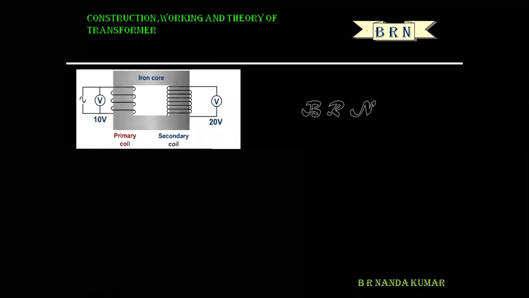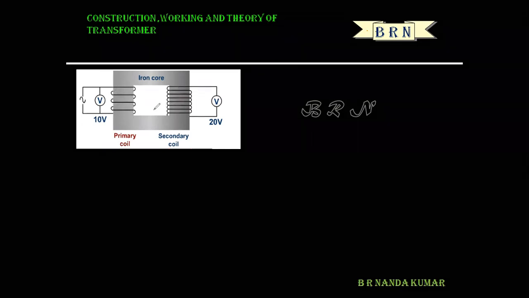Okay, so now look at this diagram. Actually, transformer consists of two separate coils of insulated wire, but both are wound on the same iron core. It consists of two separate coils. Okay, so these are the two separate coils, right? So both are wound on the same iron core.